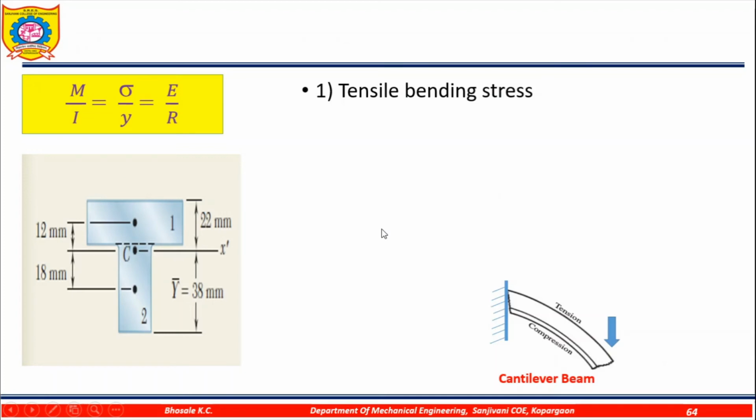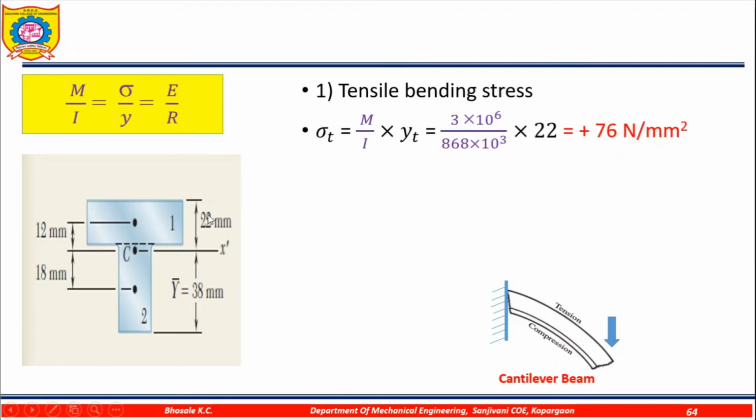We'll first find the tensile bending stress. Tensile will be at the top. So YT is 22, YC is 38. Sigma T will be equal to M upon I into YT. YT is 22. Bending moment is 3 into 10 to the 6 and I value is 868 into 10 to the 3. So we get the answer plus 76 Newton per millimeter square, plus because it is tensile bending stress.